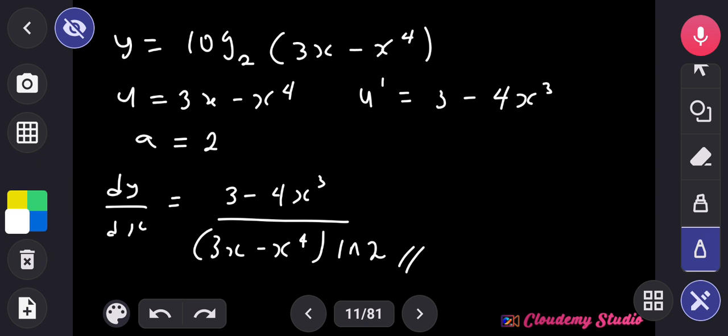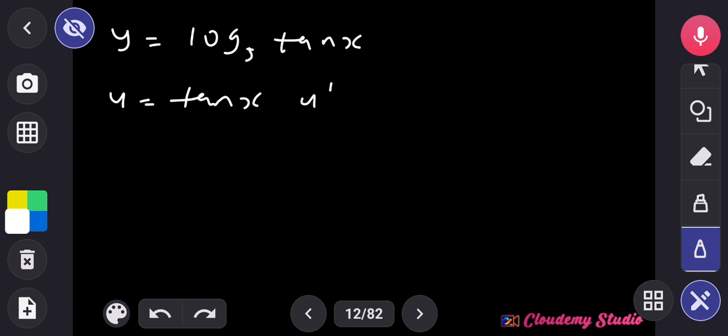Let us say we have y equals log base 5 of tan x. What are we going to do? Our u is going to be equal to tan x. Our u prime is going to be sec squared x.